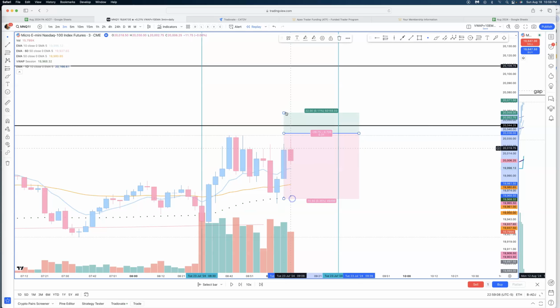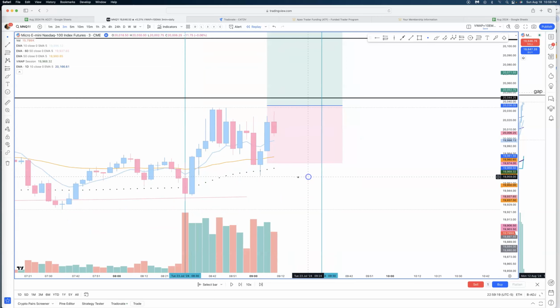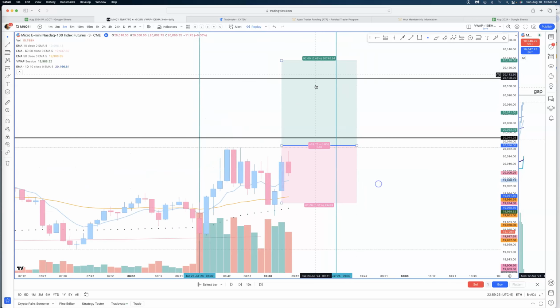And what's my stop? I'm trying to go for 1.3. And I'm going to put it below the 50 EMA. I probably shouldn't do that. I really should. I'm going to go with it.